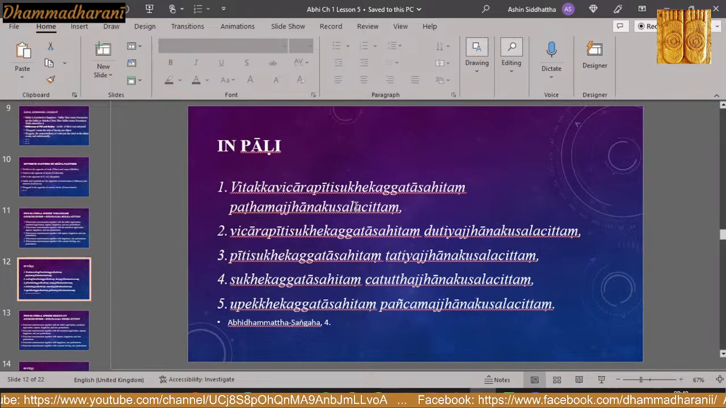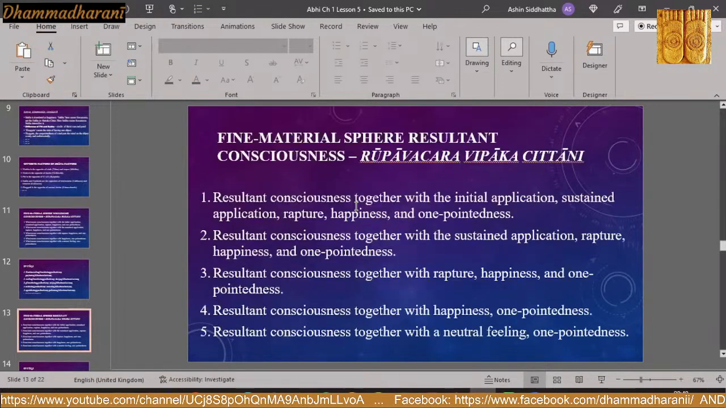And because of that jhana power, he or she will be reborn in the Brahma realm. At that time, rebirth Rūpāvacara, first jhana. Jhana resultant consciousness. The same application for the remaining.